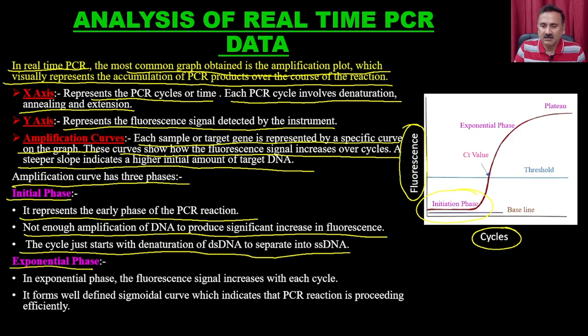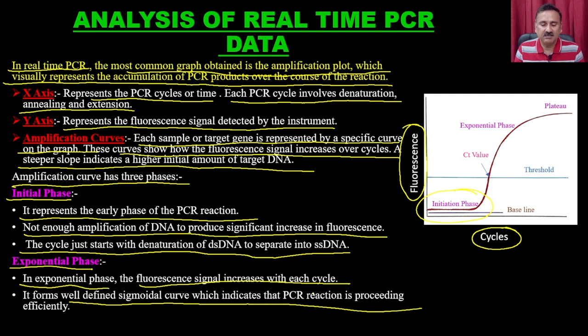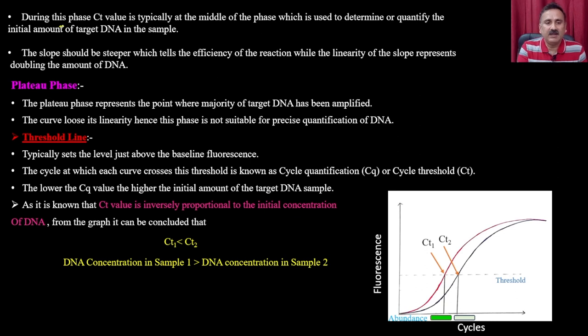amplification. Then in the exponential phase, there will be amplification, and after every cycle the amount is going to double, right? So, in the exponential phase, the fluorescence signal increases with each cycle and it is going to double after every cycle. So, it forms a well defined sigmoidal curve, which indicates that the PCR reaction is proceeding efficiently. During this phase, the CT value is typically at the middle of the phase, which is used to determine or quantify the initial concentration of the target DNA.